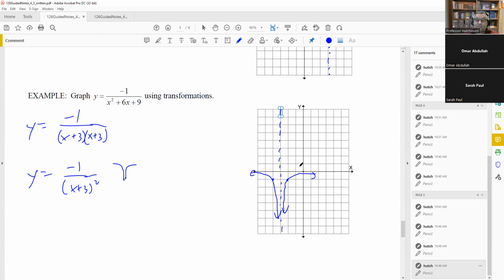It got shifted 3 places to the left, and we're reflecting it over the x-axis. It got flipped over because of the negative out front, that's the one that does that. The negative out front causes it to flip over the x-axis. So we're flipping it over. That's why it ends up opening down like that.